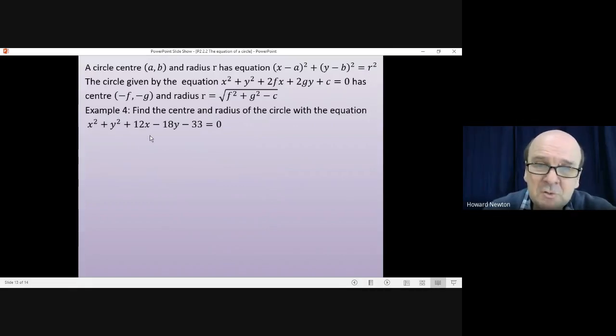Now, what I suggest you do is try using both methods. So the quickest way is probably to use the second form, because they've written it like the second form. So have a go at using the second form just to write down what the center and radius are. But also have a go at converting this back into the standard form and getting the center and radius from that. So try both methods. Pause the video, and then come back to me as soon as you're ready.